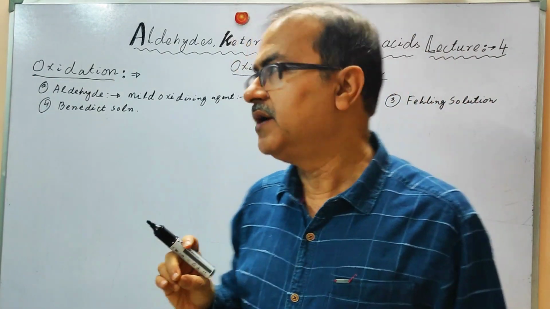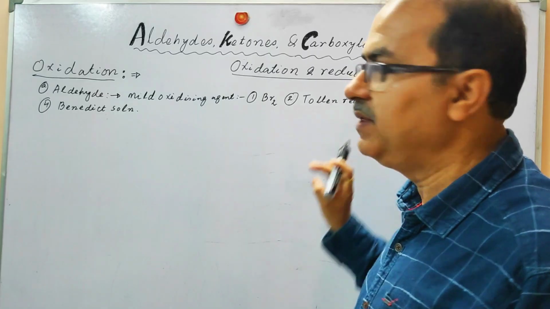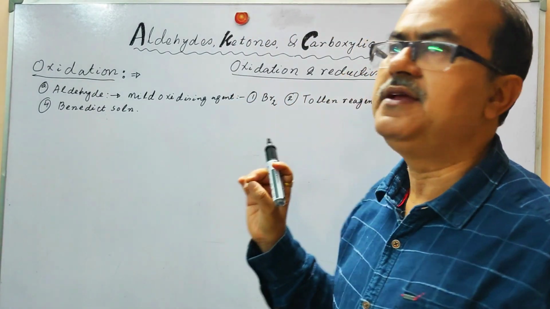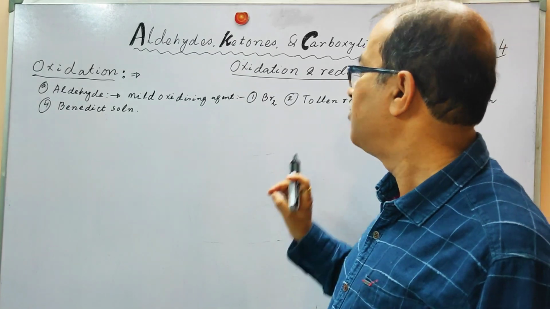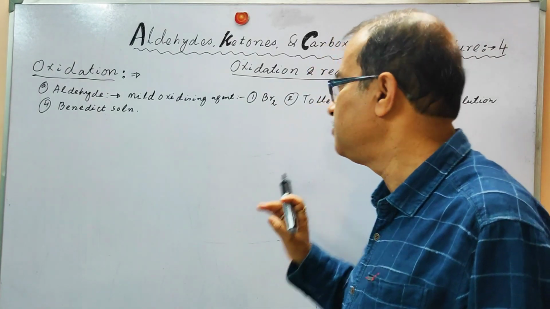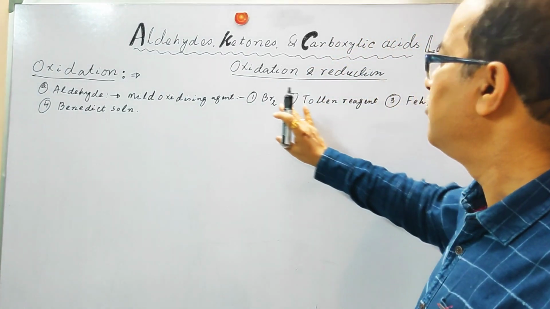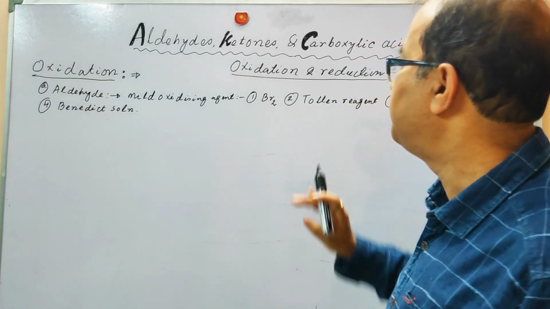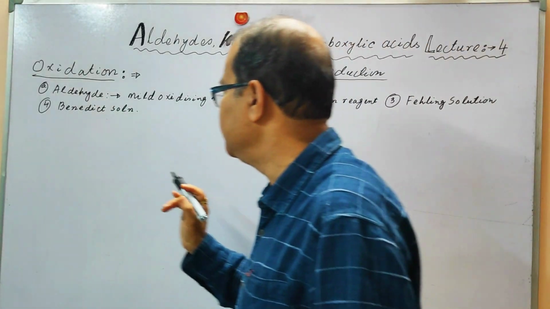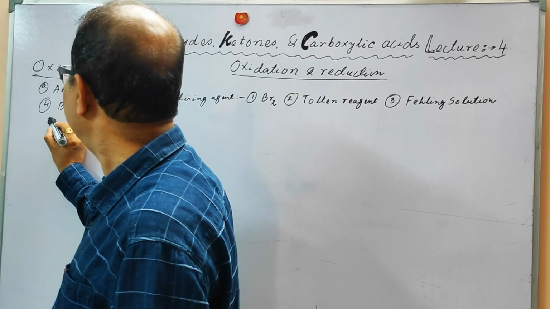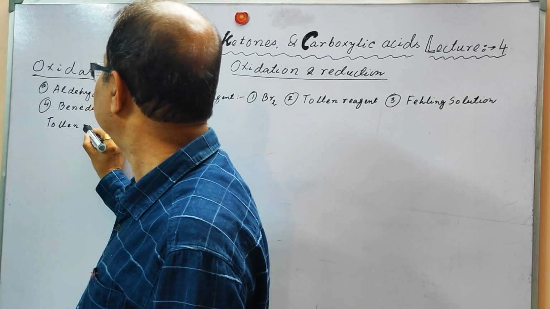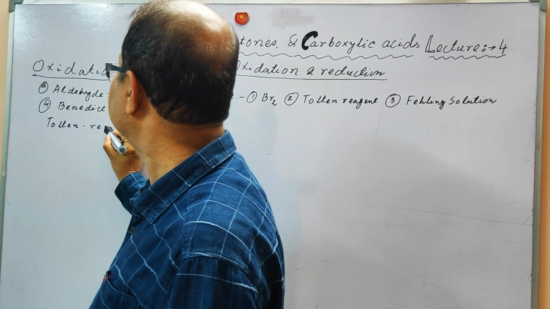Let us understand what these are in terms of chemical properties and chemical composition, as they may be new to you. Bromine we know, there is no need to discuss anything. Then first we will discuss Tollens reagent.